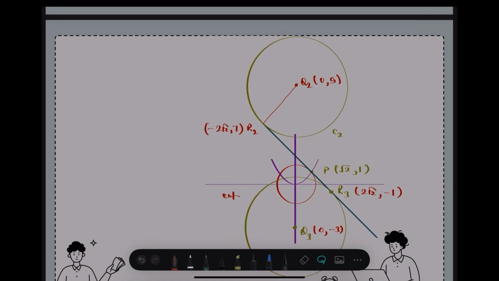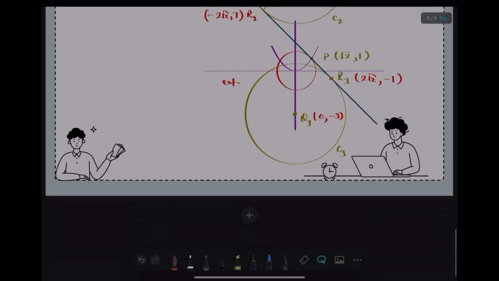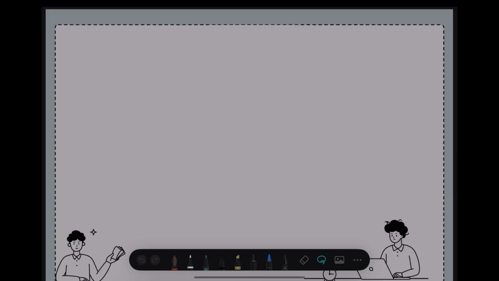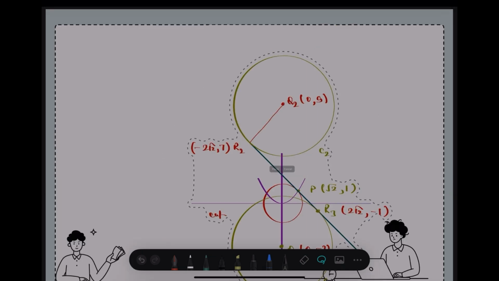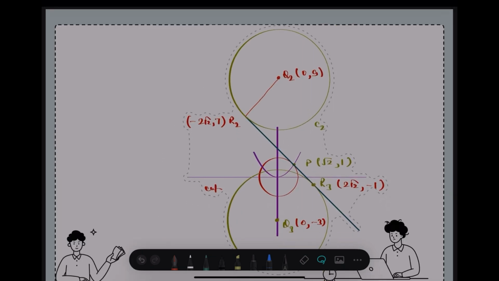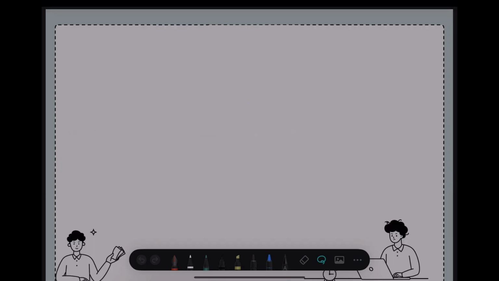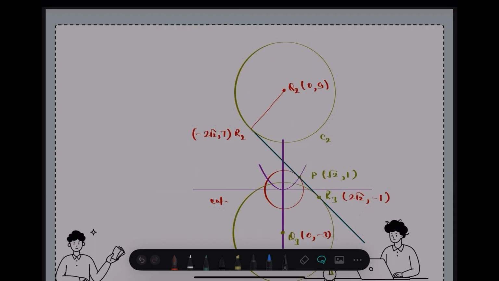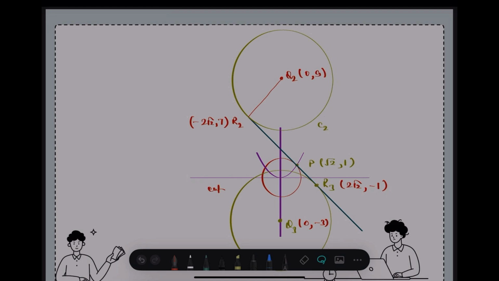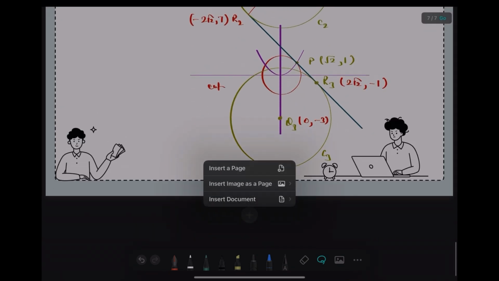Wait a second. Yes, it is time consuming, but it is worth it. One more last.